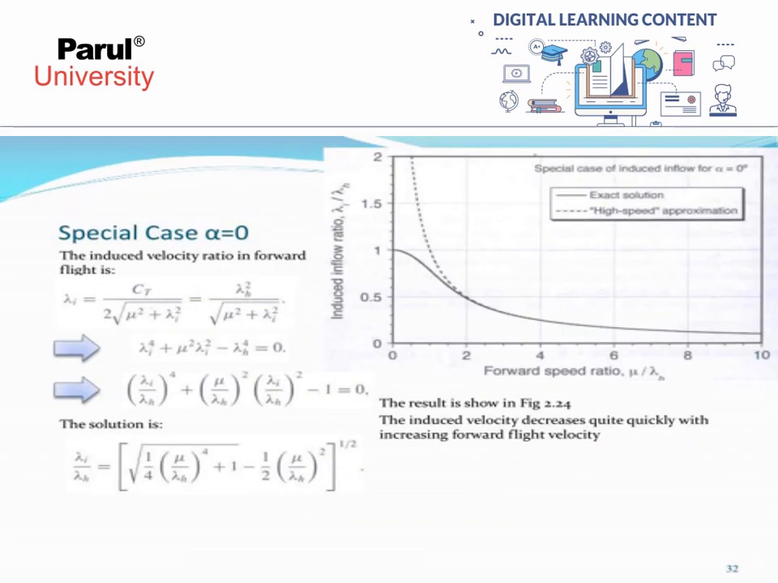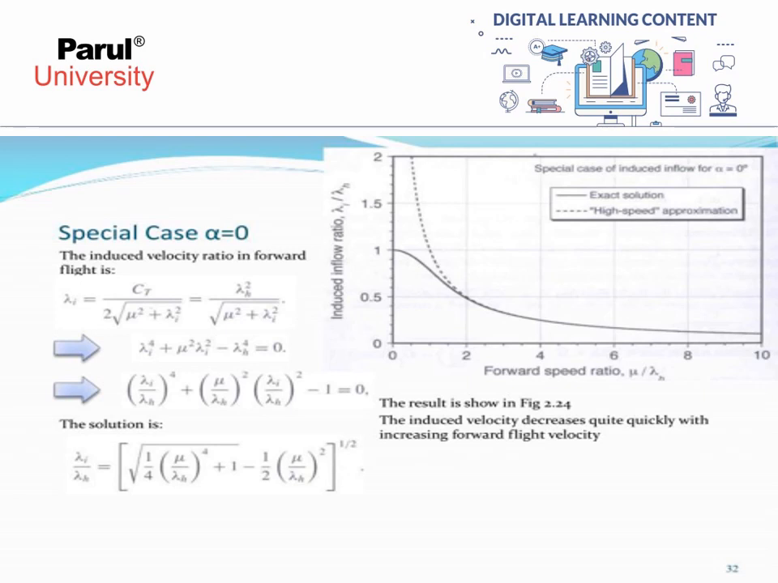Now a special case, alpha is equal to 0. The induced velocity ratio in forward flight is lambda is equal to Ct divided by 2 square root of mu square plus lambda square, which is equal to lambda h square divided by square root of mu square plus lambda square. We can say it is a fourth order equation: lambda I to the power 4 plus mu square lambda I square minus lambda h to the power 4 is equal to 0. Or if you divide the terms by lambda h square, then lambda I by lambda h to the power 4 plus mu by lambda h whole square into lambda by lambda h whole square minus 1 is equal to 0.